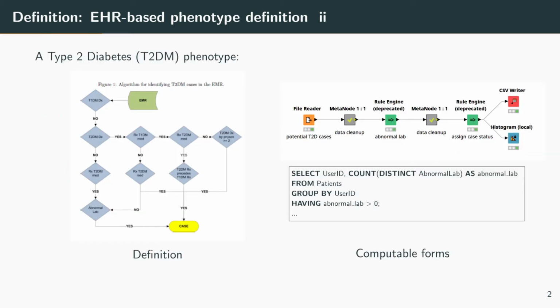Here's a brief example for type 2 diabetes. Our high-level EHR-based phenotype definition is expressed here as a flowchart, and this can be implemented then in multiple ways. Here we can see one has a pipeline implementation, and we can see another implementation that is in SQL.